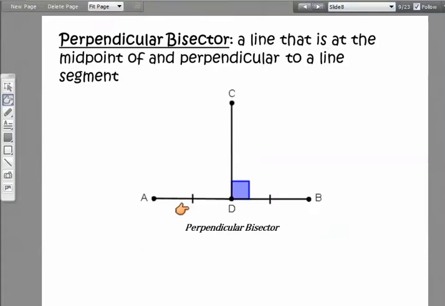Now let's talk about these perpendicular bisectors a little more. A line that is at the midpoint of and perpendicular to a line segment. Helps if I could read, huh? So here I have segment AB, and then I have segment CD that's perpendicular to AB, and I know it because they put the little purple box right here. I know it's a bisector because they're telling me AD and BD are congruent, so that means it's being bisected.